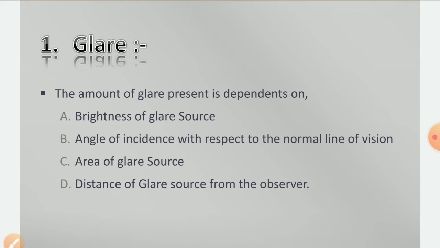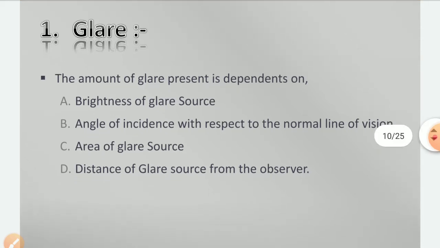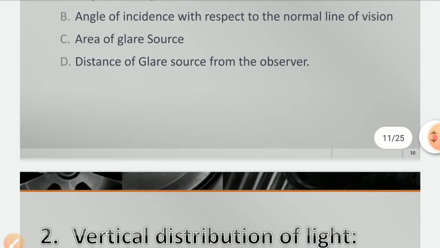I think you have experienced this glare many times while riding during the night. The amount of glare depends on different factors: the brightness of the glare source, the angle of incidence with respect to the normal line of vision, that is, at what angle the reflected light falls, and the area of the glare source, whether it is a smooth, reflecting area. Then there is the distance of the glare source from the observer.